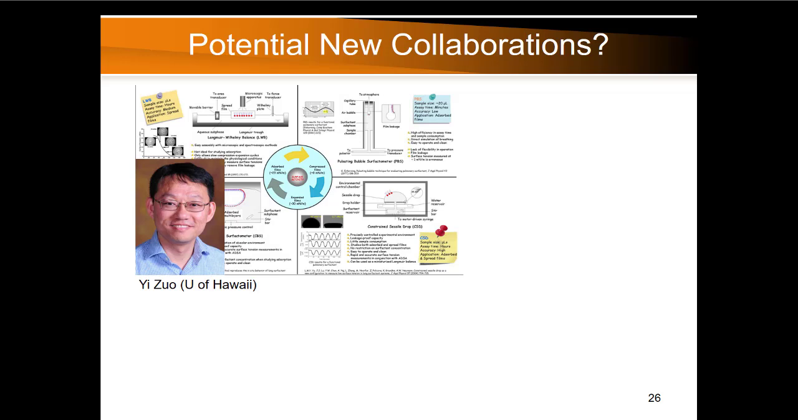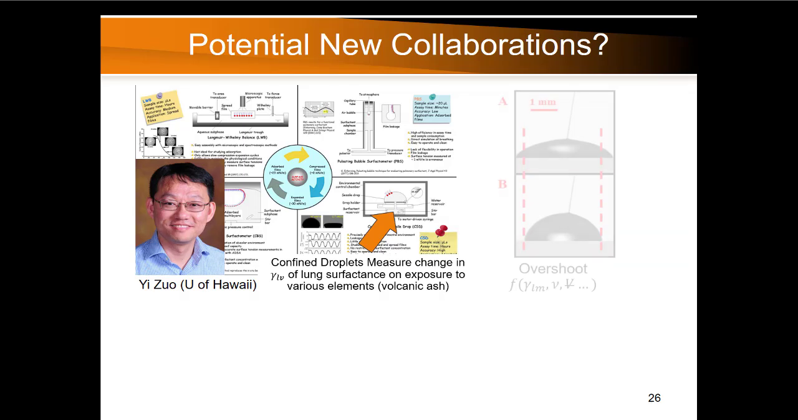What was really neat was they had this enclosure, and they could add different pollutants inside to see what happened to surfactants in, say, lungs, right? In Hawaii, they're interested in volcanic ash and what that does to breathing. So in this device, you could do something like that. Here there's confined droplet measurement, and they're using that to measure surface tension and how it changes when these surfactants are exposed to different pollutants.